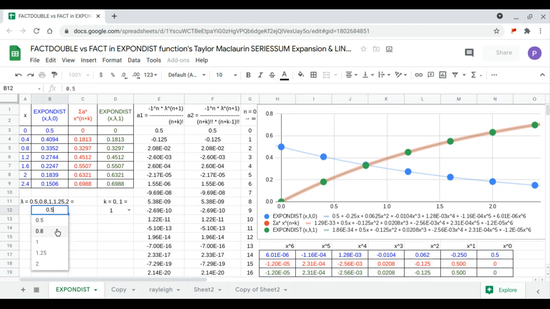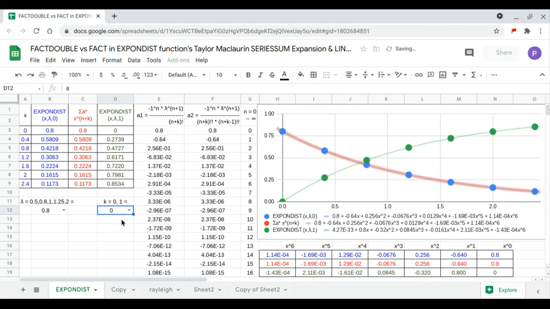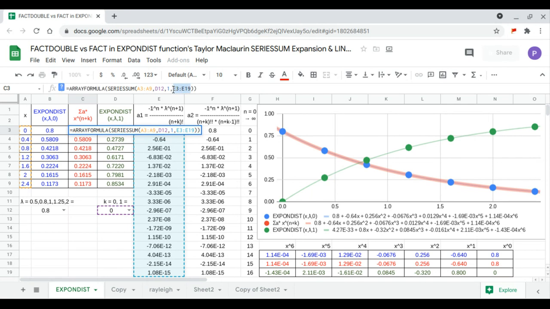If we go 0.8, so the red and the green are the same, meaning the expansion approximates the cumulative distribution function. Toggle it to k equals 0, then the expansion approximates the probability density function. Suppose I use, instead of the factorial, I will use the double factorial. Let's see what happens. Enter.